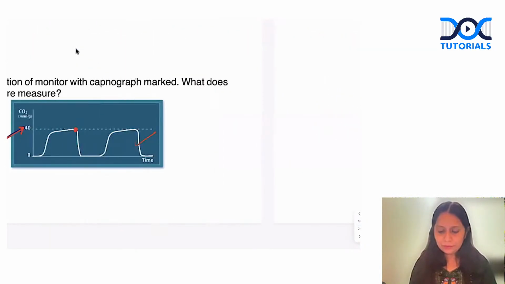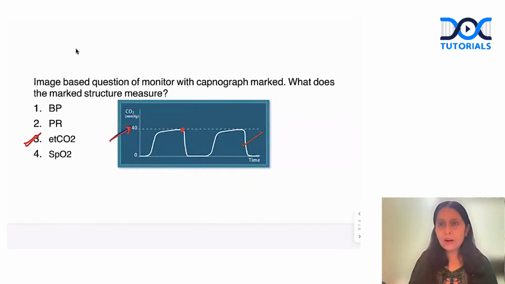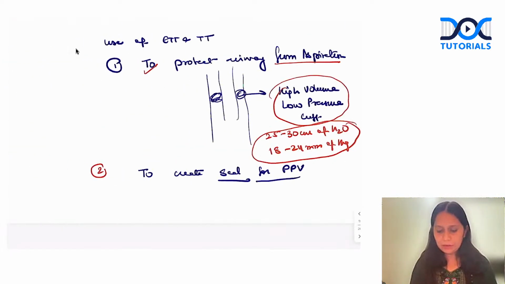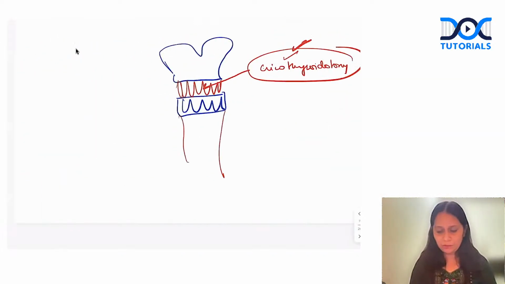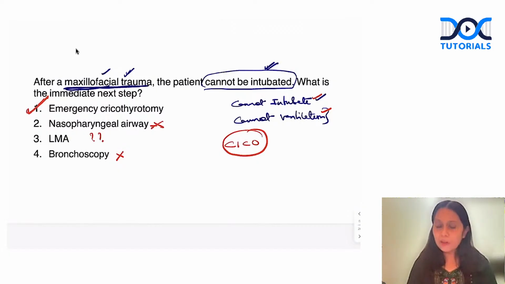Then an image-based question again: a graph was given and the marking was on the numerical value. What is this? End-tidal carbon dioxide. Then, what is this structure used for? It is used to prevent aspiration. After maxillofacial trauma, the patient cannot be intubated. What is the immediate next step? Emergency cricothyroidotomy, because this is a cannot intubate, cannot ventilate situation. Always the answer would be emergency cricothyroidotomy.